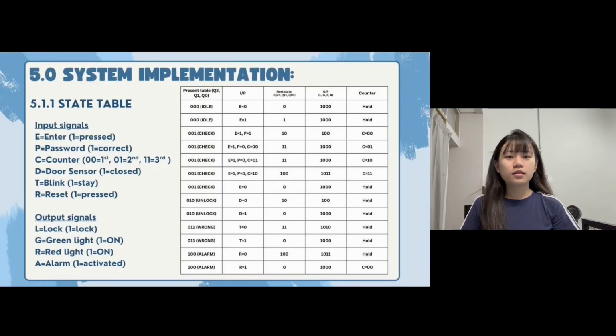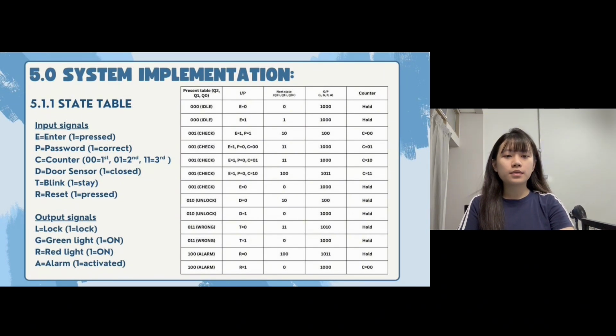Next, this slide shows the state table of our FSM. So for the input signals, E represents the enter button, P represents whether the password is correct, C is the attempt counter, D is the door sensor, T controls the blinking behavior, and R is the reset signal. For the output signals, L controls the lock, G controls the green light, R controls the red light, and A controls the alarm.